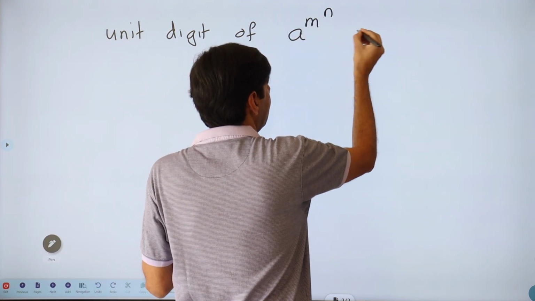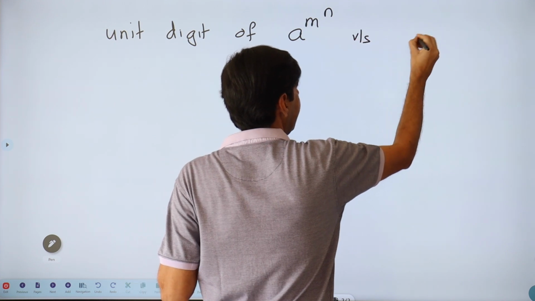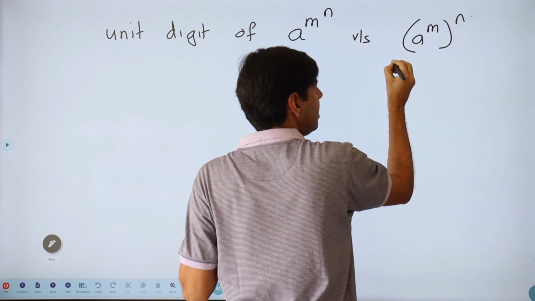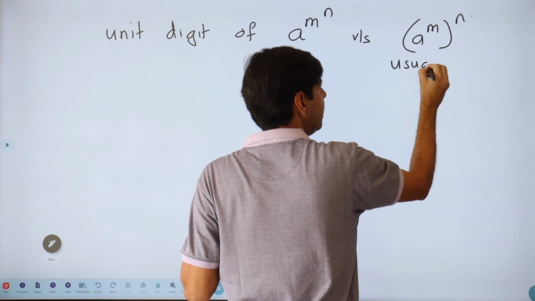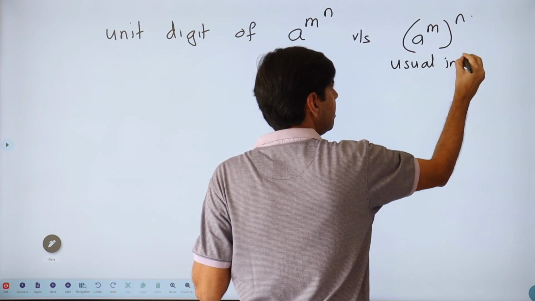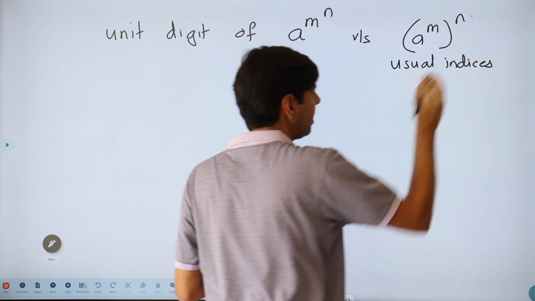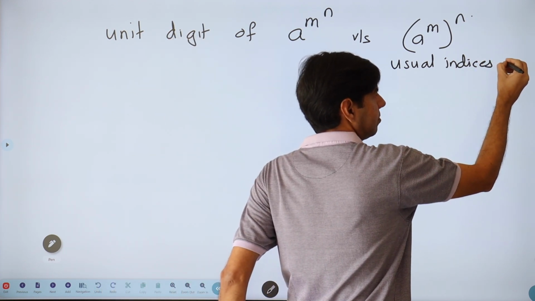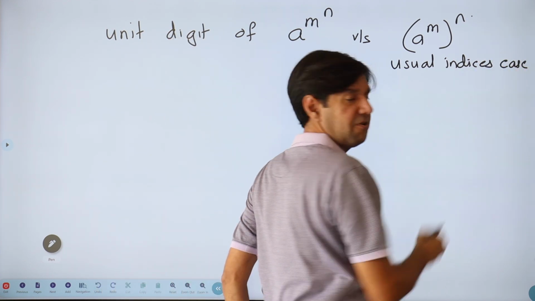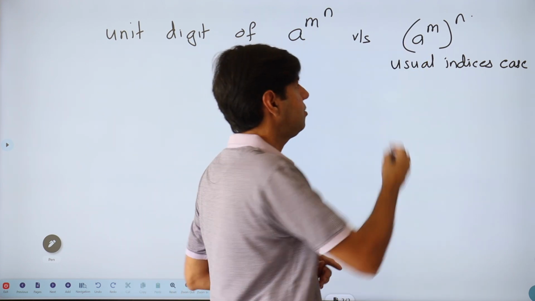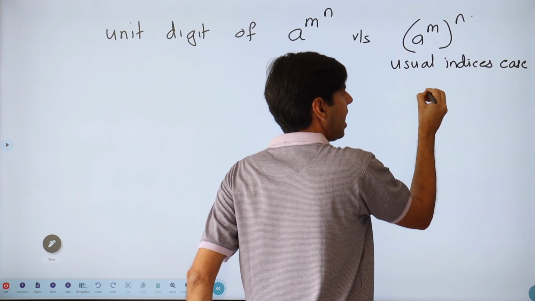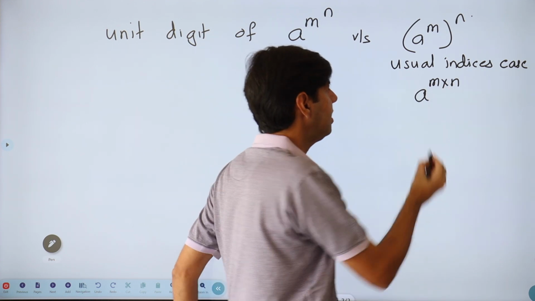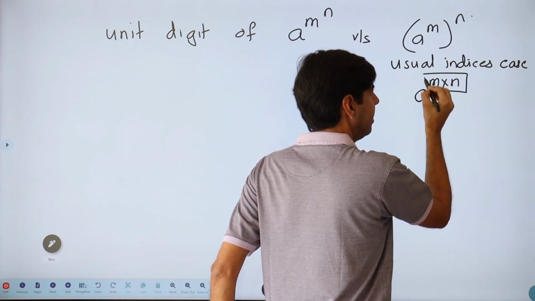So first of all, let me just do that. A raised to m raised to n. Now this is a usual indices rule, there's nothing new here. From your rules of indices, you should know this number is as good as a raised to m into n. So here the index is m into n.